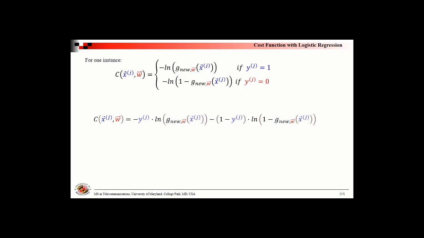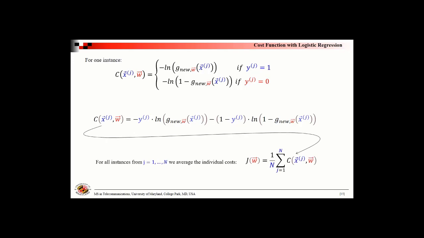And the reason we did this is because later on we want to take the derivative in order to do our gradient descent. And having it in 1 line is just a lot more helpful. But of course this cost is only for one example, one instance. For all instances, for all training examples, our average cost is going to be 1 over n, where n is the total number of examples that we're using for training, times the summation of each of the individual cost functions applied to their individual feature vectors.